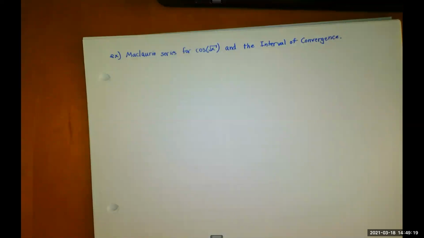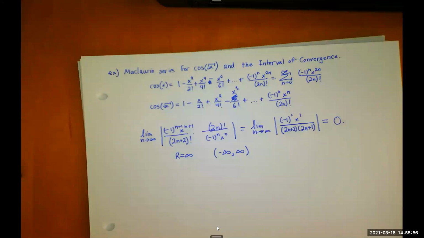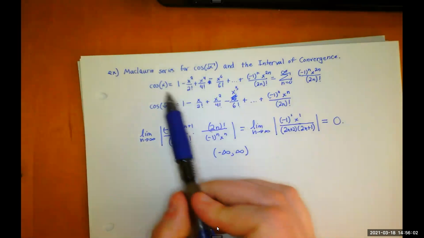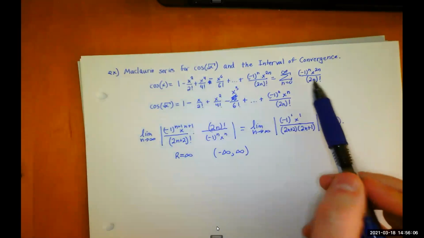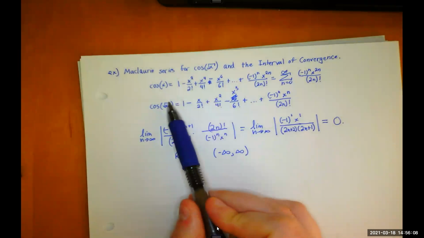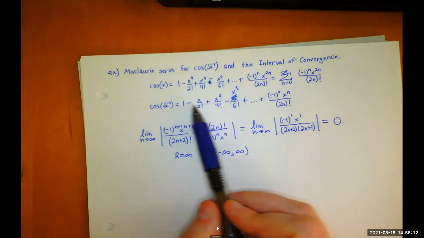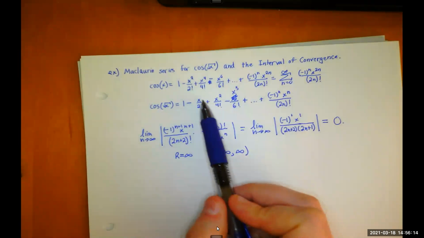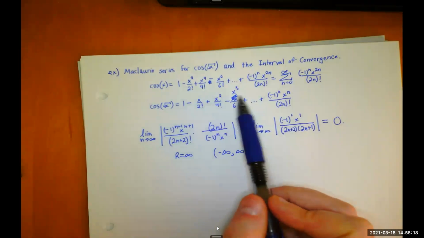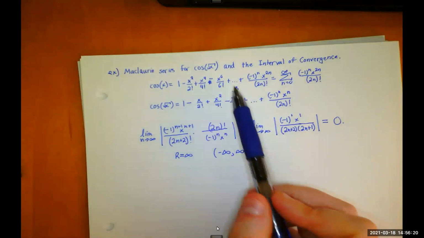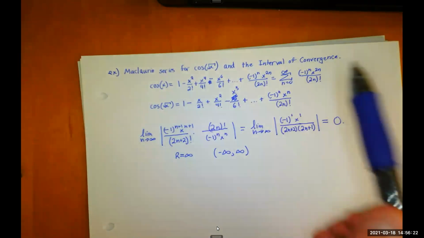Go ahead and work on that. I hope you started off with the Maclaurin series for cosine. Here's the first four terms. Here's the nth term in summation notation. I can evaluate cosine at the square root of x. When I do that, I have the square root squared, so first power, square root to the fourth, which is second power, square root to the sixth, third power, etc.